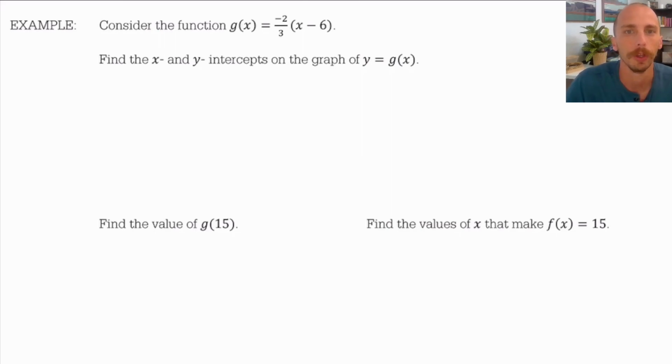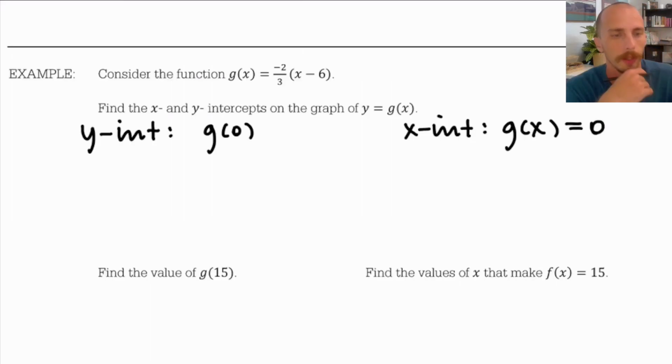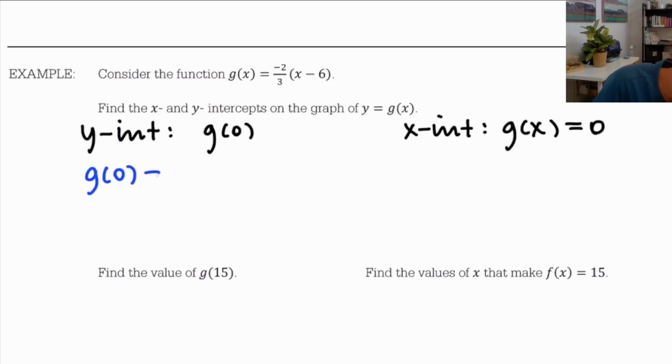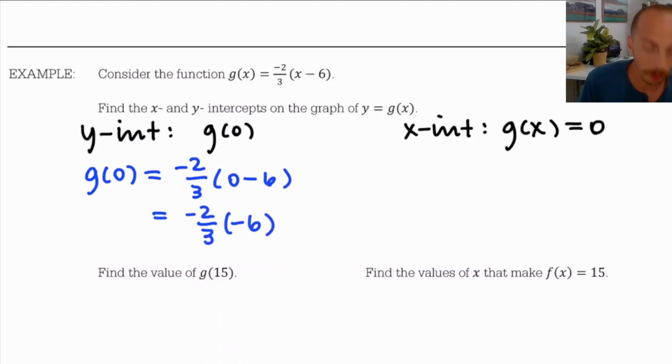So let me set that up for you. We're going to find g of 0 to get the y-intercept. We're going to say, all right, well, g of 0, I'm going to replace x with 0 wherever I see it in the formula. Negative 2/3 of 0 minus 6. And that's going to be negative 2/3 times negative 6. So that'd be like positive 12 over 3, and that's going to be 4.